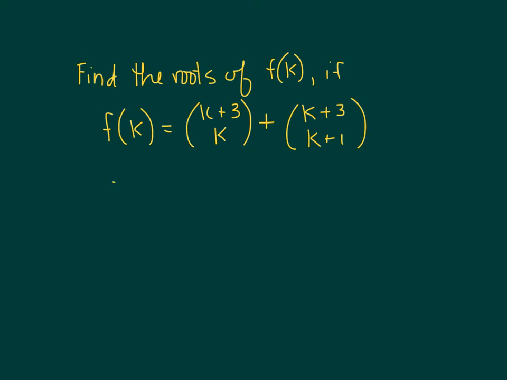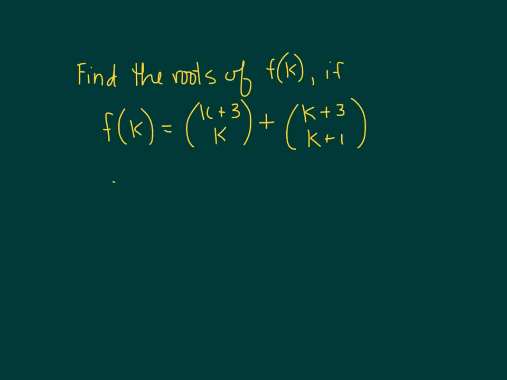Question 7 on the combinatorics. What you probably don't know is what a root is. A root is nothing more than an x-intercept, and sometimes it's called a zero. So we need to find the x-intercept for this function, and it's written in a very confusing form. So let's see what we can do with this.